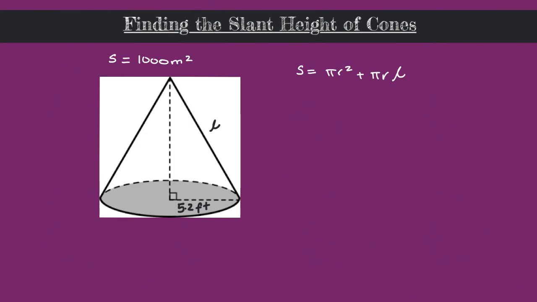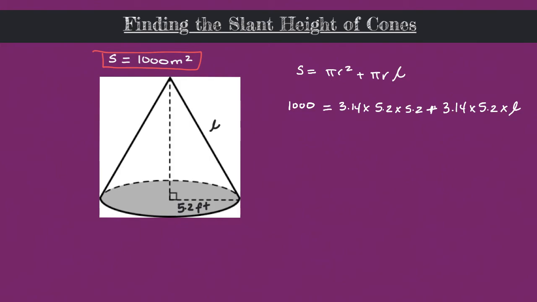Okay? Now, take a look at this formula and take a look at what's given in the question. Well, what we notice is that the surface area is given, so that's not something we need to find. So we're going to substitute that into our formula. 1,000 square meters is equal to pi, which is 3.14, times the radius squared, so that's 5.2 times 5.2, plus pi, 3.14, times our radius, 5.2, times our slant height, which is L, and that is what we're looking for.